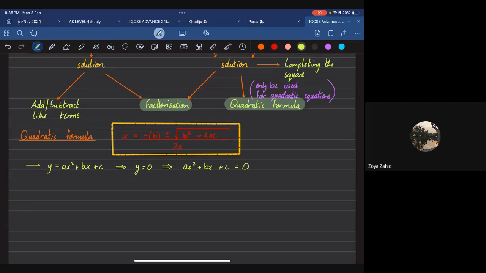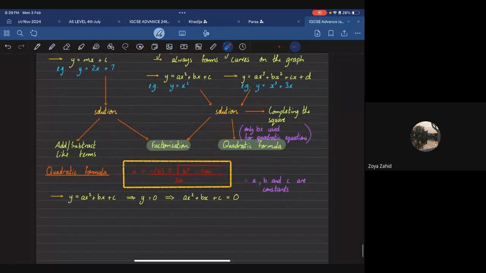Any equation that you're about to solve using the quadratic formula, first you have to convert to y equal to 0 if it's not already 0. Where a, b, and c are constants. Now you can clearly see that I can only use the quadratic formula for the quadratic equation.